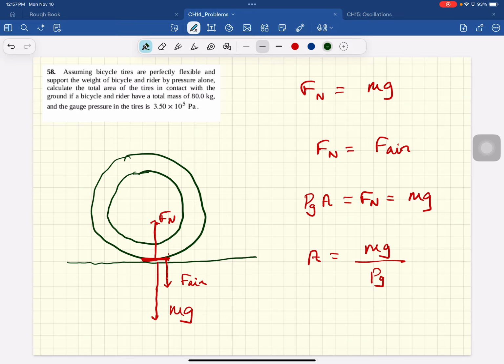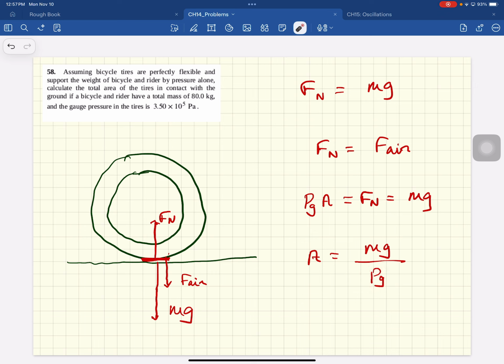All right, so everybody understand that? So this is the gauge pressure. Again, this also explains the following to you guys. So the greater the mass for a given gauge pressure, the greater the area.